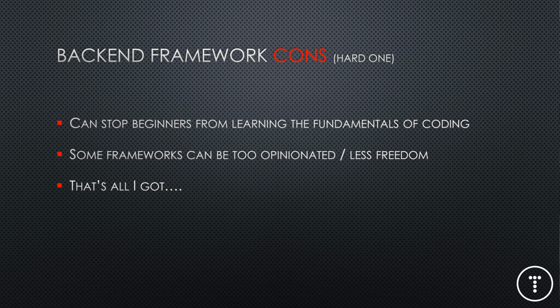Some frameworks can be too opinionated, and people don't like that. I think Ruby on Rails is pretty opinionated, as well as Django. But I don't see that really as a bad thing necessarily, because it provides structure. But you have frameworks of all kinds. For instance, Flask, which is a Python framework, is very unopinionated, and you can do things basically however you want.